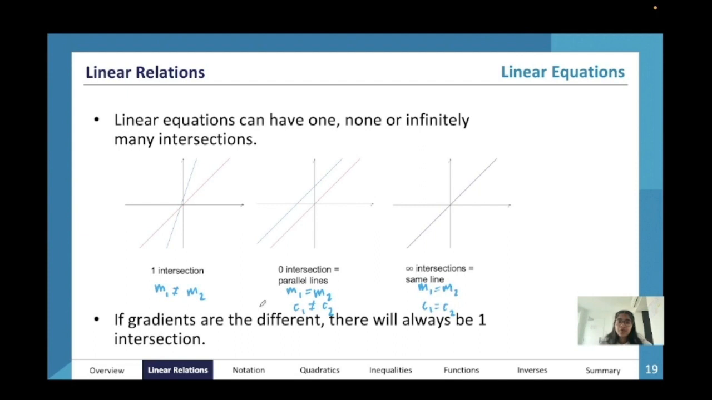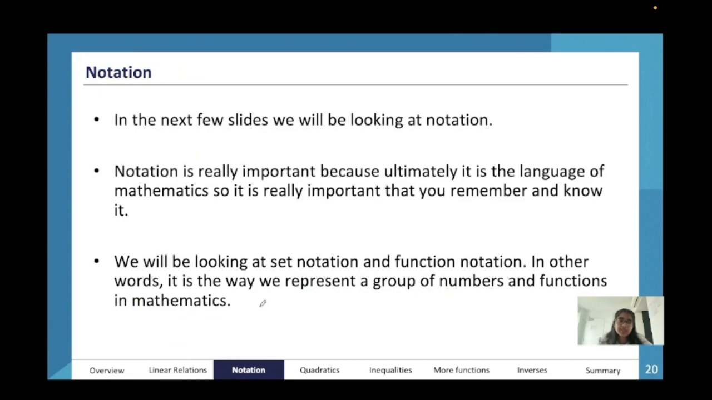Okay, so that's it for linear equations. If you need a break, you can pause, have a drink of water, stretch.